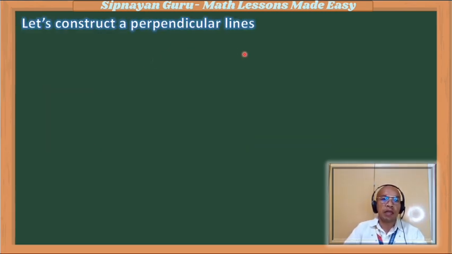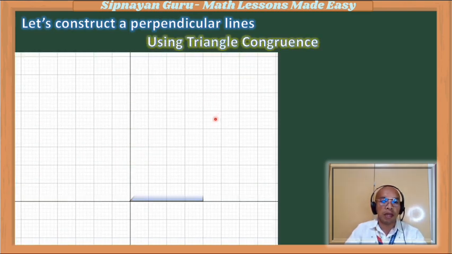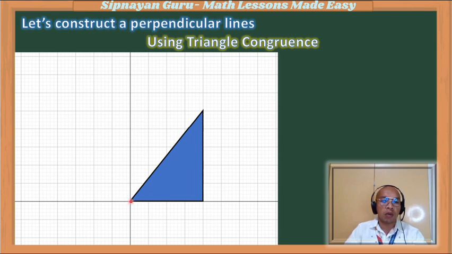Now, let's construct perpendicular lines using triangle congruence. We will illustrate this in the Cartesian plane. Suppose we have this triangle that has one of its vertices at the origin, and we have this point here, and we call it point N. In this case, we do not know the coordinate of this point. Since this triangle lies in the Cartesian plane, we call the distance from the origin up to here distance a, and from this point up to here, we will represent it as distance b. Therefore, the coordinates of point N are (a, b).